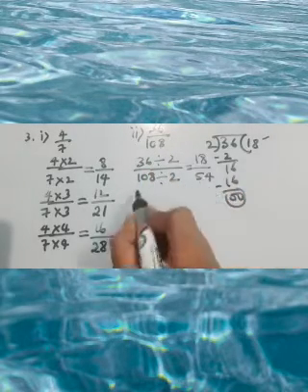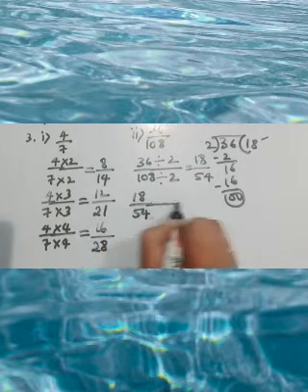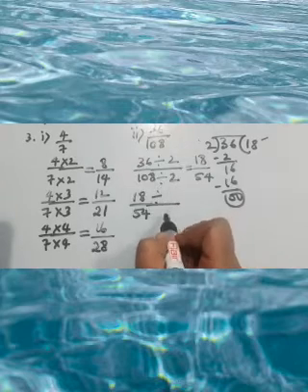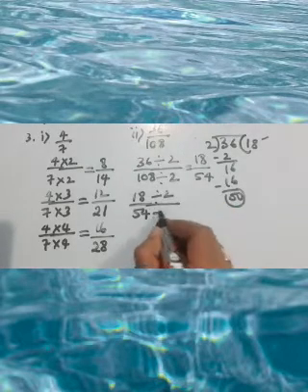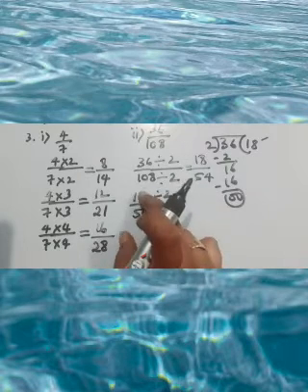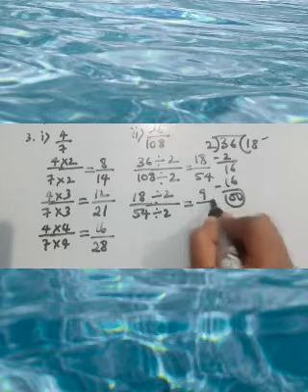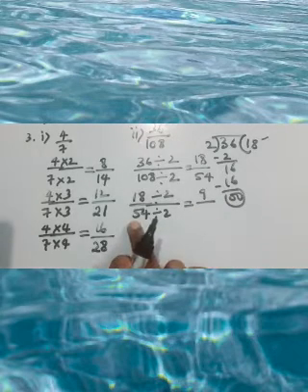Next what I do, I take the answer 18 by 54 and I divide with the common divisor 2 again, because 2 is the common divisor for 18 and 54. 2 nines are 18. 2 how many times is 54, children?